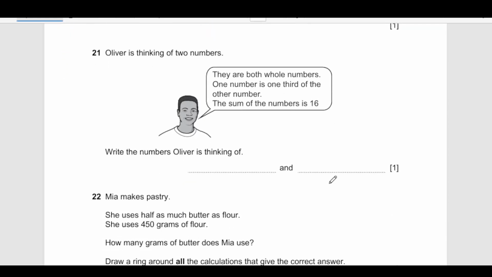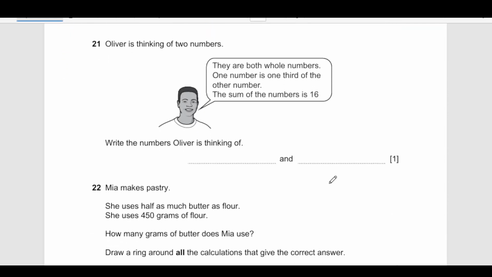Now, 21, Oliver is thinking of two numbers, they both are whole numbers, one number is 1/3 of the other. And the sum of the numbers is given as 16. So, if one number is 3x, the other one is x, that is 1/3 of this, and the sum of both is 16. So, this is 4x equals 16. So, x is going to be 16 divided by 4, which is 4. So one number is going to be 4, another one is 3 times 4, which is 12.